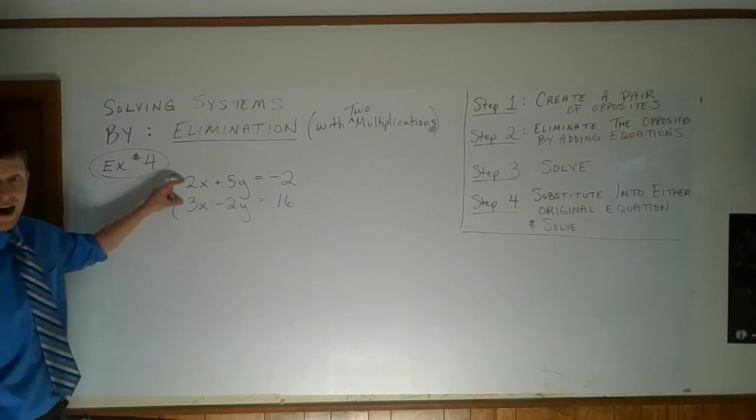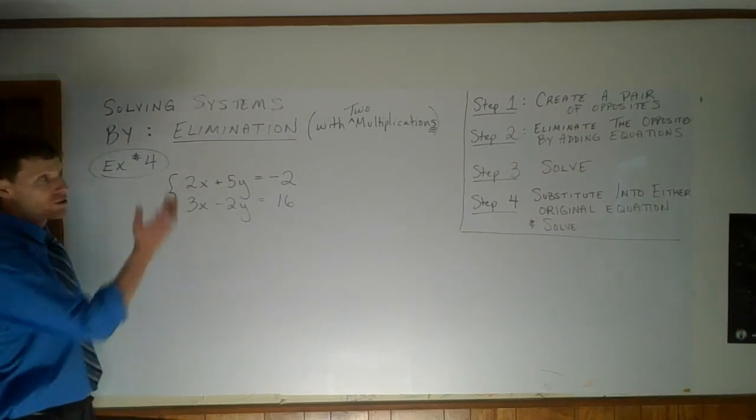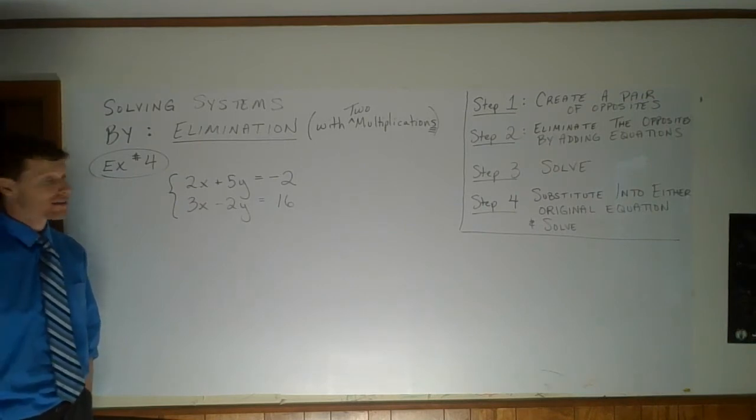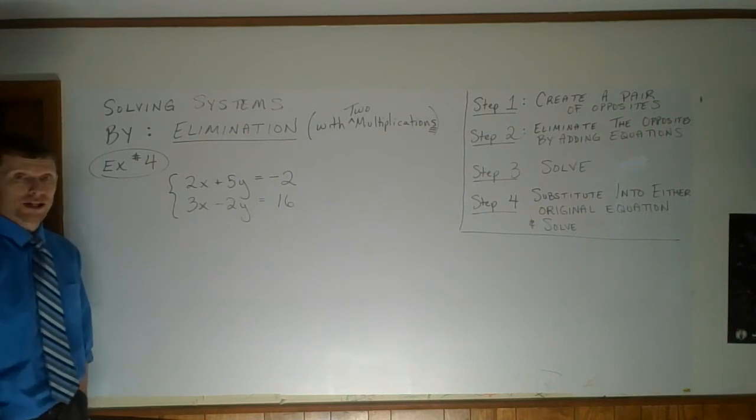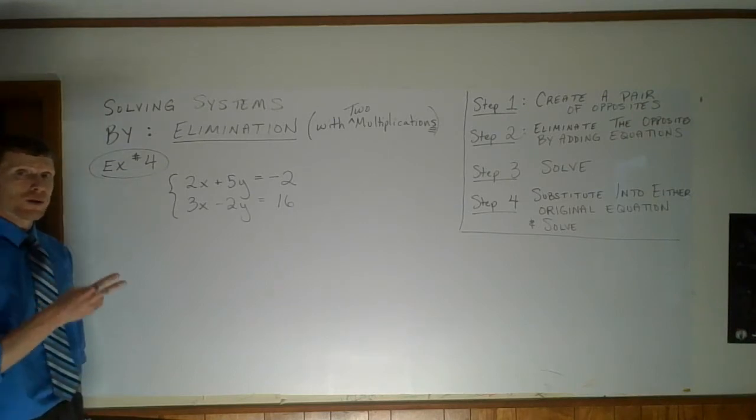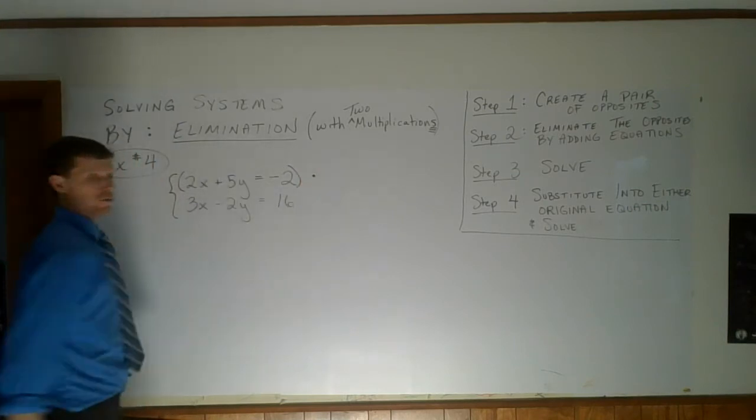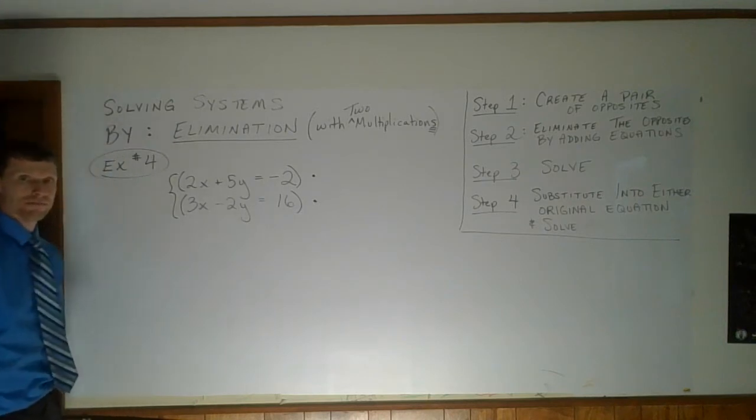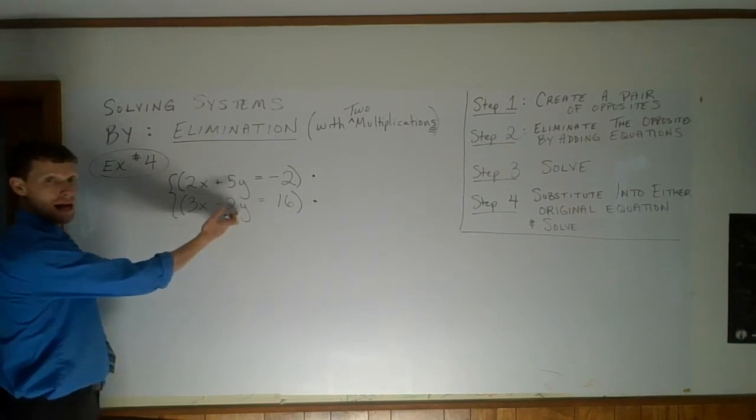We want the coefficients of x or the coefficients of y to be opposites, so that when we do step two, when we add these up, one of the variables will cancel out. But, unlike the previous examples, there's no quick and easy way with a single multiplication to create a pair of opposites. And so, we're going to have to multiply both equations. The top equation will have to be multiplied by something, and the bottom equation will have to be multiplied by something. We could decide to eliminate the x's, or we could decide to eliminate the y's.